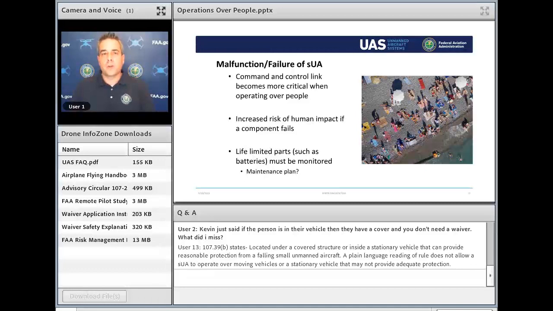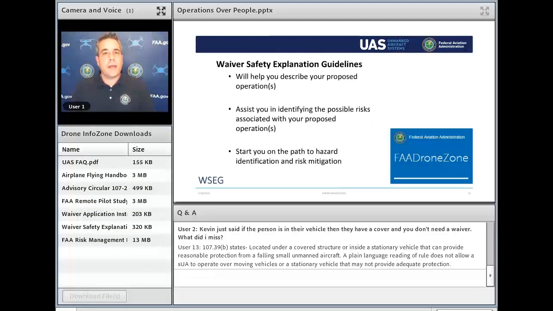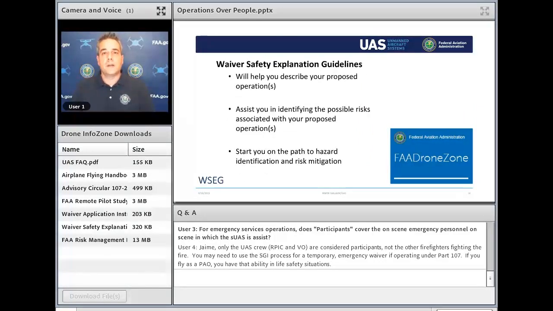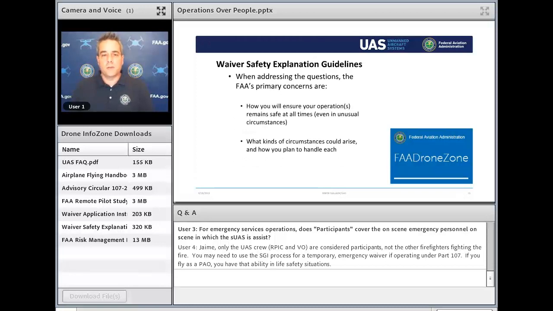And I touched on this earlier, and we'll talk about it a little bit later in the presentation too, but the malfunction or a failure of the unmanned aircraft becomes more critical because of what your aircraft may end up falling into. So your command and control links, or if you have life-limited parts, such as if the battery on your unmanned aircraft has a certain lifespan or a certain amount of times it can be recharged before the manufacturer says that the battery's not going to deliver 100%. Those are all pieces of information you as the applicant for this waiver are going to need to understand and mitigate in that application. So do you need to have a maintenance plan? We'll talk about that here too in a little bit.